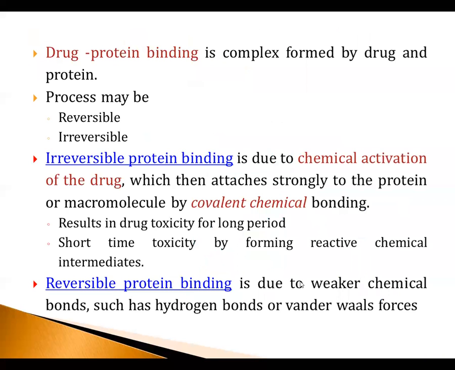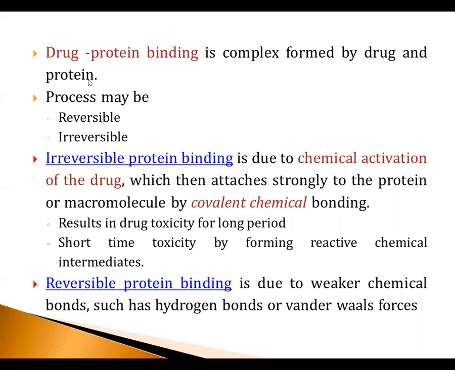Okay. So fine. This protein binding, like we know the definition of absorption, we know the definition of distribution. Same way, there is a definition for drug protein binding. It's a complex formed by the drug and the protein, and which may be a reversible or irreversible process. Okay, but in most situations, it's a reversible thing which is happening in the body for any drug molecule.